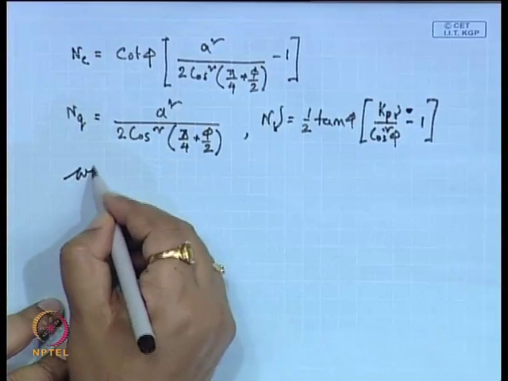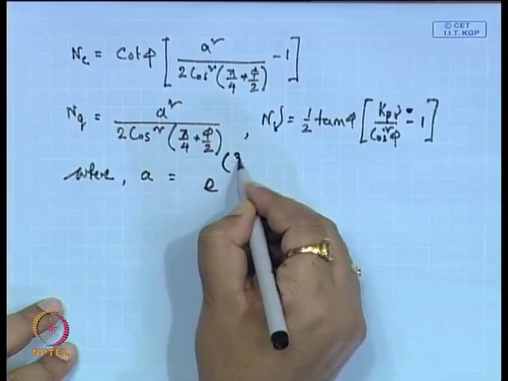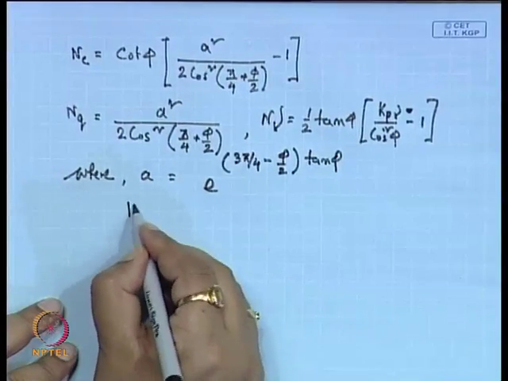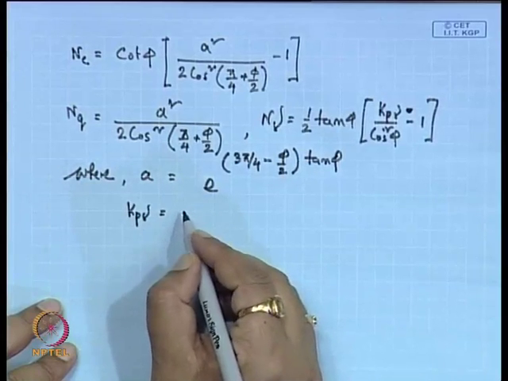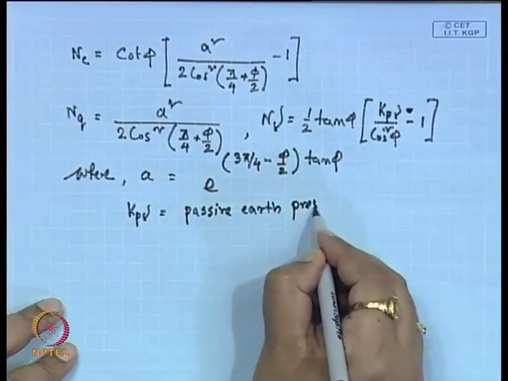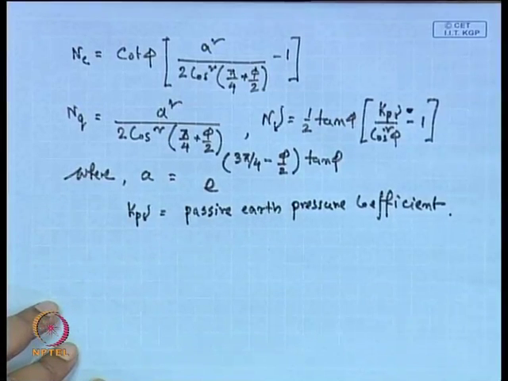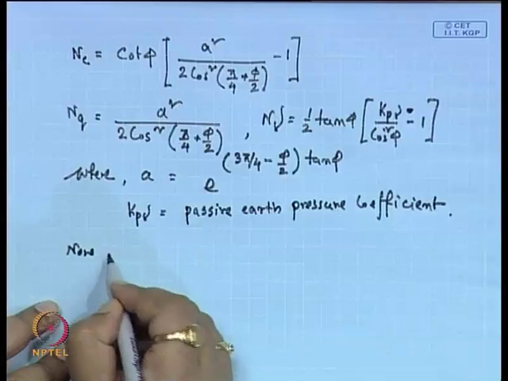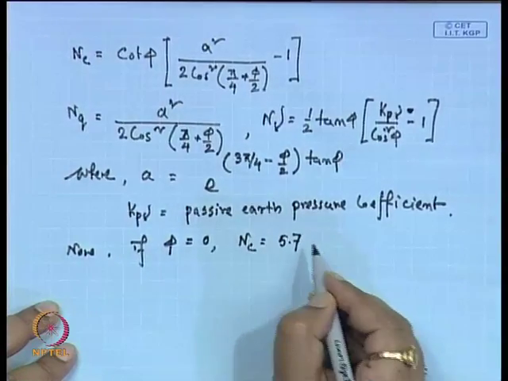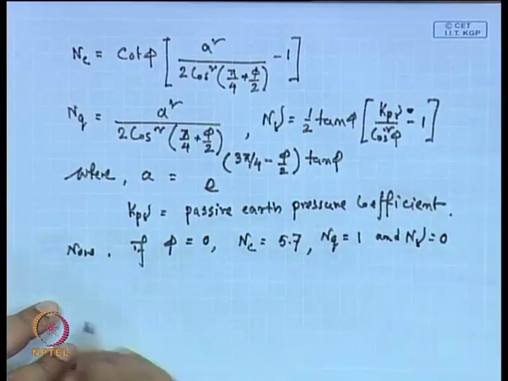Where this a is equal to e to the power (3 pi by 4 minus phi by 2) into tan phi, and Kp gamma is the passive earth pressure coefficient. Now, if phi is equal to 0, then Nc will be 5.7, Nq will be 1 and N gamma will be 0.